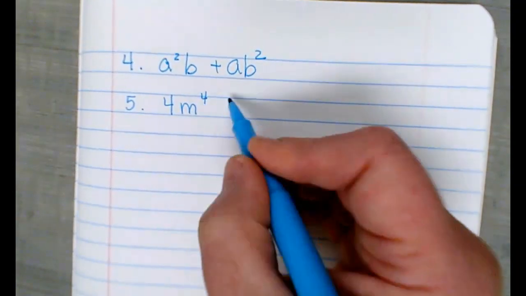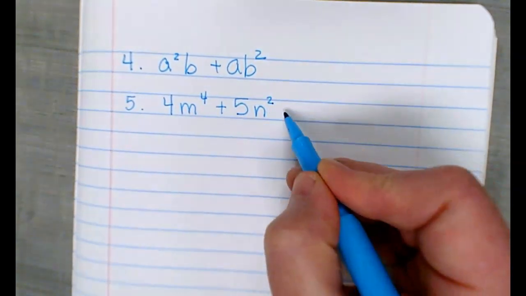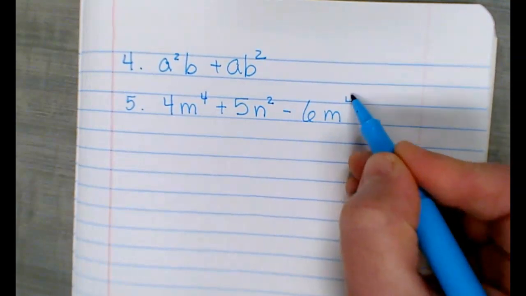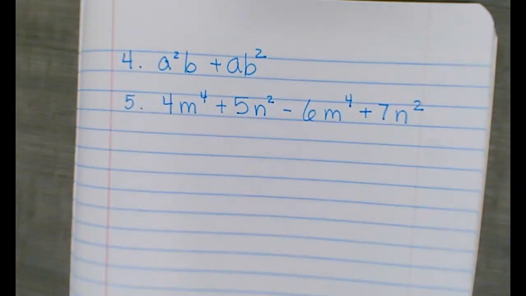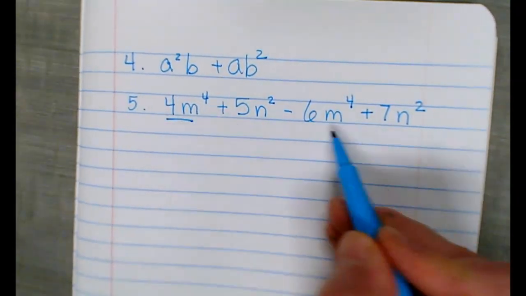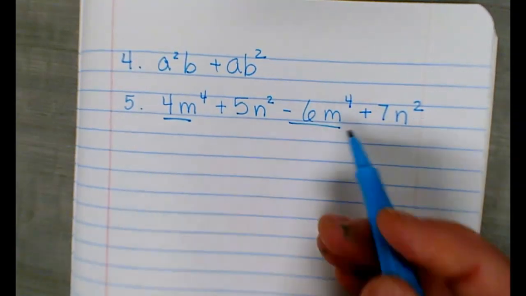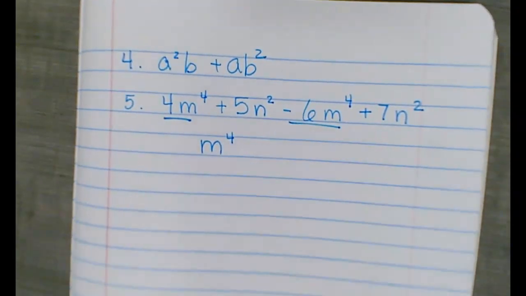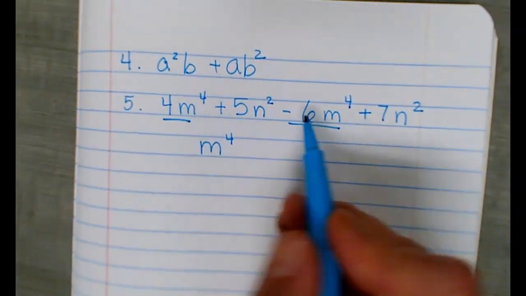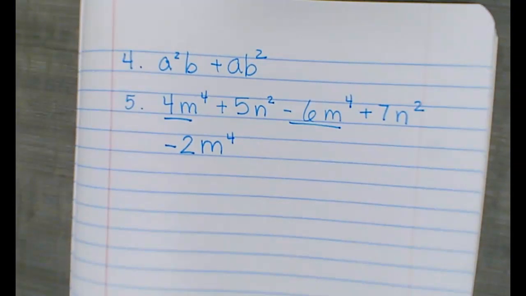4m to the fourth power plus 5n squared minus 6m to the fourth power plus 7n squared. Now, if you don't have a highlighter, you might just underline the ones that go together. This one has an m to the fourth power, and this one has an m to the fourth power. And the answer will have an m to the fourth power. 4 plus a negative 6 would be a negative 2.